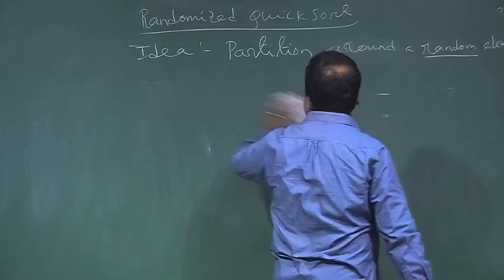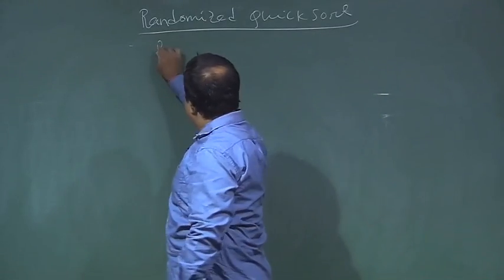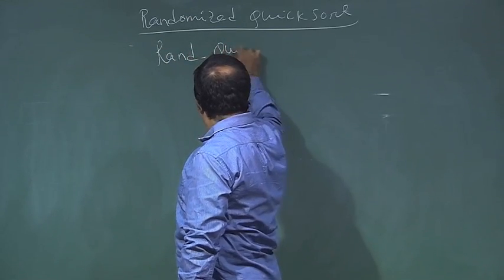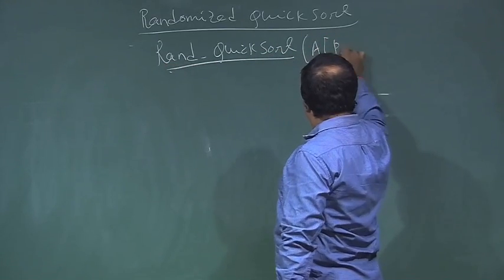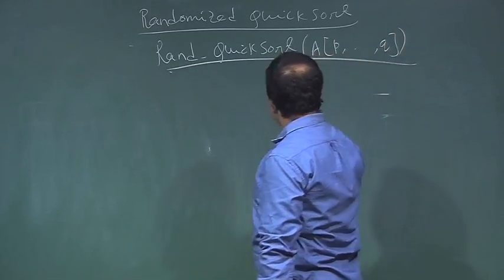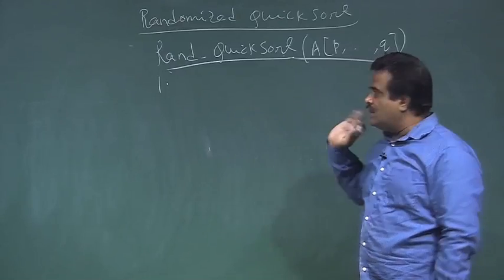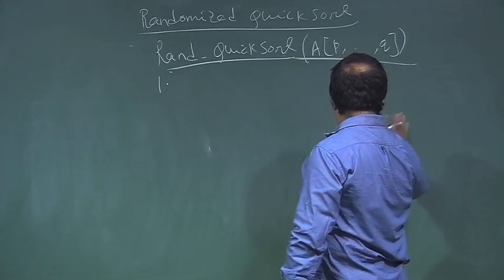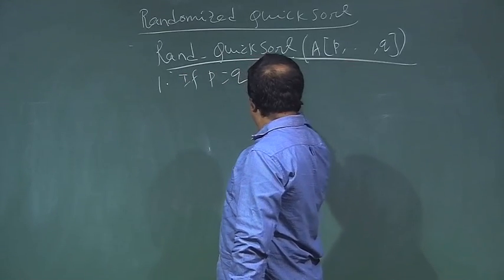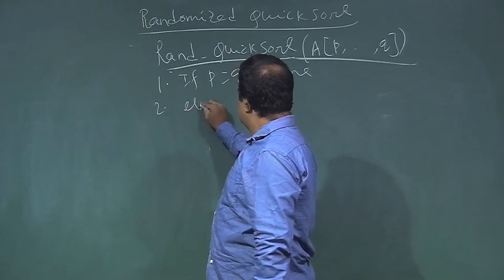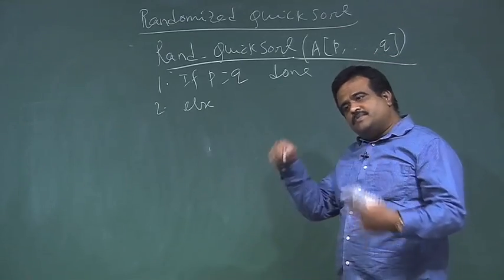So we can just write the code for that. Let us quickly write the code for randomized quicksort, from p to q. In the earlier version of quicksort, A[p] is our pivot element, but here again we have the initial condition: if p is equal to q, then done. Else, we have to call the partition algorithm, and that partition should be a random partition.